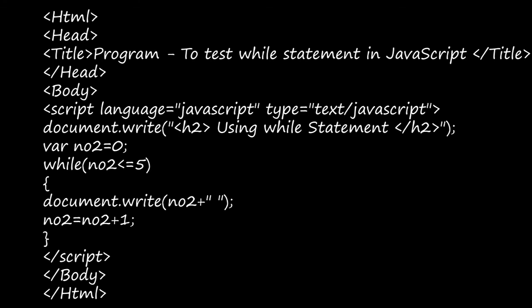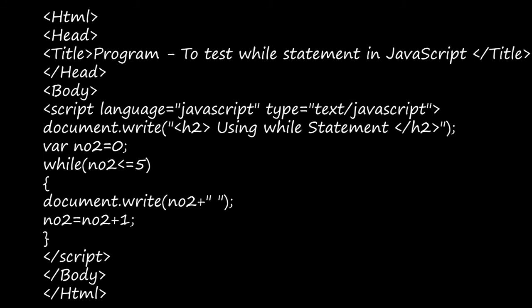And then we have closed the while statement section, and then the script closing tag, slash script, slash body and slash html, right? So the output here is: while no2 is less than or equal to 5, till 5 the statement inside this while block will be executed, right? So the answer is 0 1 2 3 4. That is the output there, right?